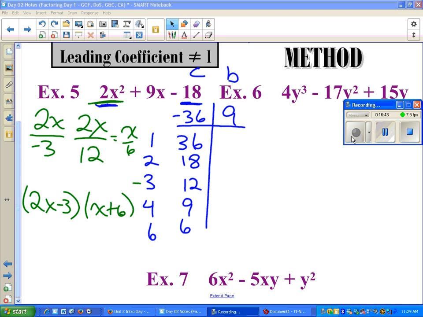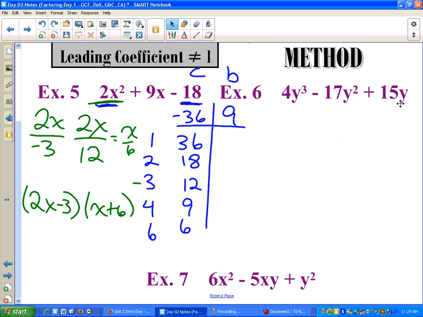Okay. So, again, this is my answer, 2x minus 3 times x plus 6. If you don't believe me, how do you check it? You FOIL it out. And when you FOIL it out, you should end up with 2x squared plus 9x minus 18. Okay. Example 6. Is there a greatest common factor?